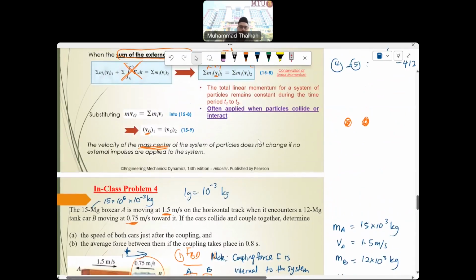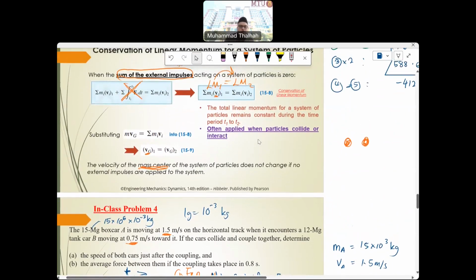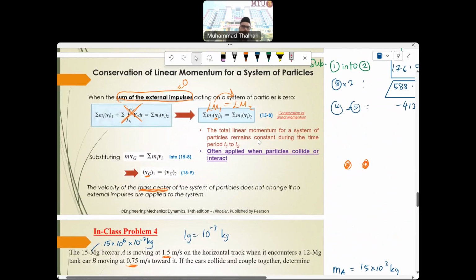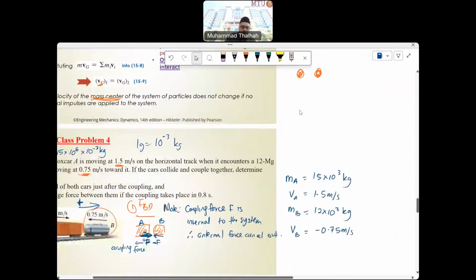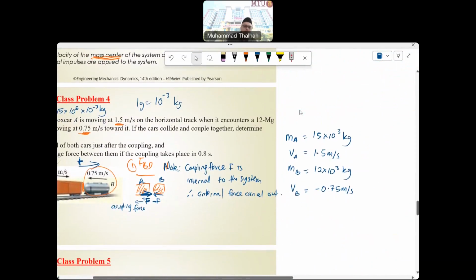We are now looking at a problem of conservation of linear momentum. So mv1 equals mv2. That's it, very simple. So the second step is conservation of linear momentum. What does conservation of linear momentum tell us?